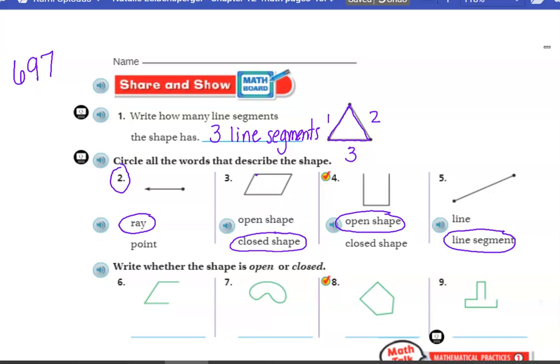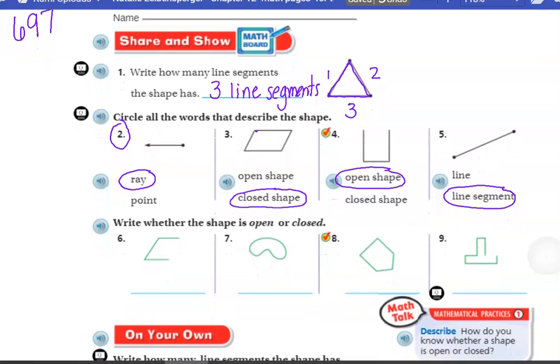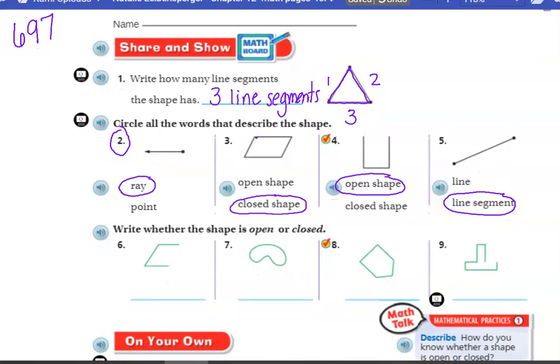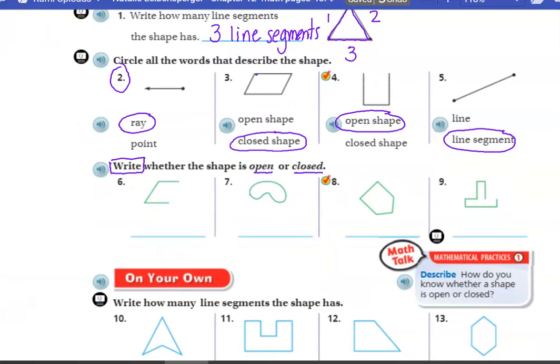All right, so now we're going to give numbers 6, 7, 8, and 9 a try. You're going to write whether the shape is opened or closed. So go ahead and pause the video and give those a try. Okay, so for number 6, this shape is open because I can go right inside there and it does not start and end at the same point.